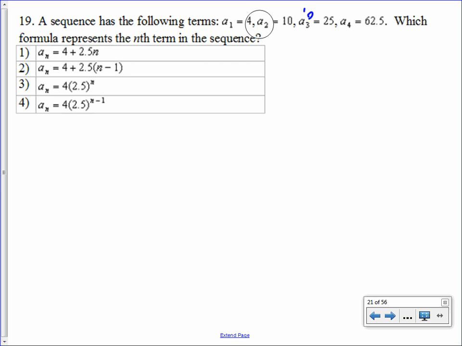So, I'm multiplying. What am I multiplying by? Well, it's not an integer, because 4 times something is not 10. The easiest way to determine that is just to divide. 10 divided by 4 is 2.5. Times 2.5 is 10 times 2.5, 25. Sure is. If you're not sure, check your calculator. Again, times 2.5. So I recognize that it's geometric.